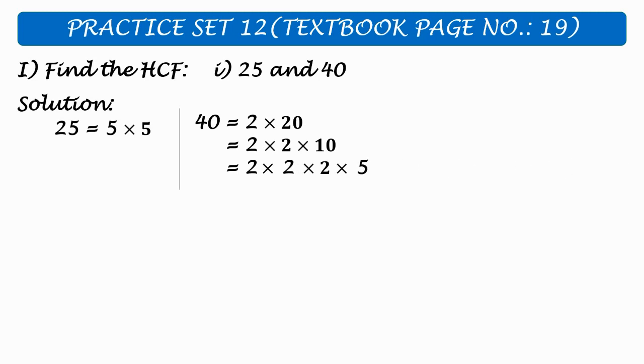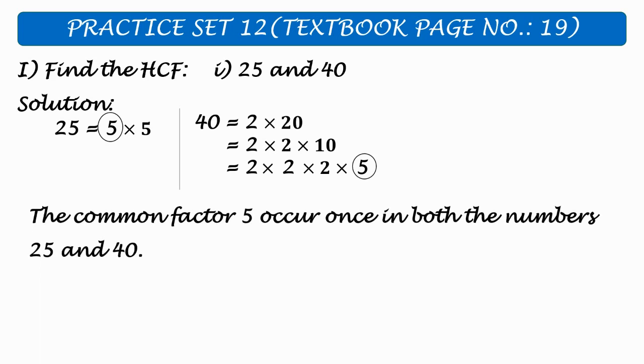Now students, when we see the prime factors in product form for 25 and 40, we see that 5 is common in 25 and 40. So the common factor 5 occurs once in both the numbers 25 and 40. Therefore, HCF is equal to 5.